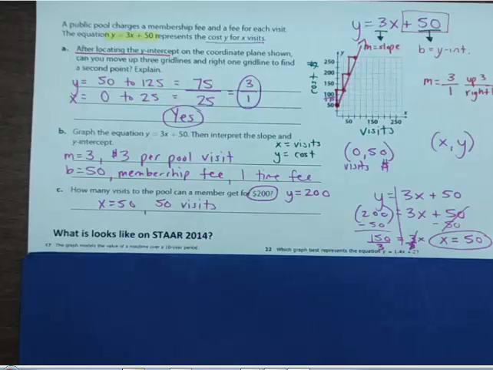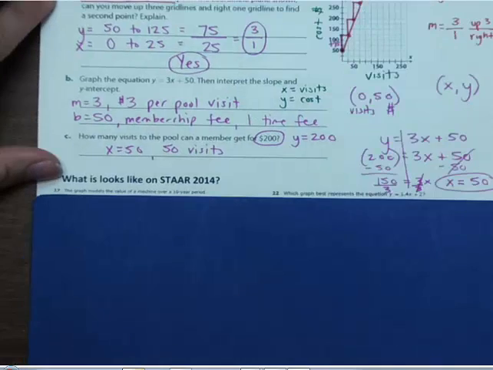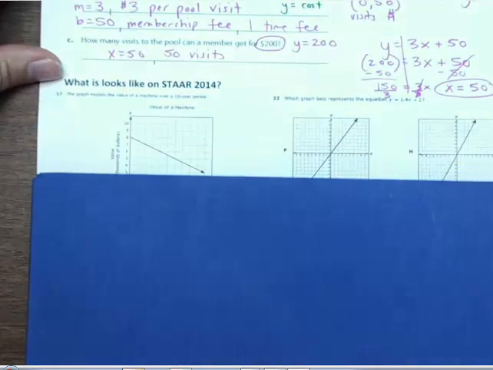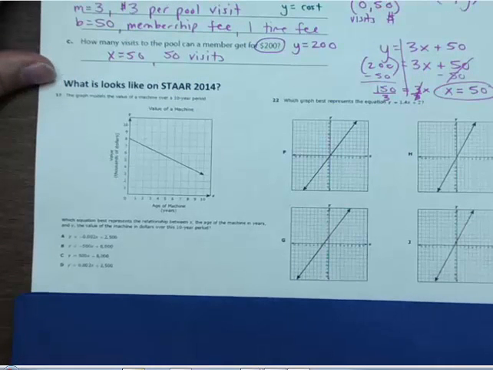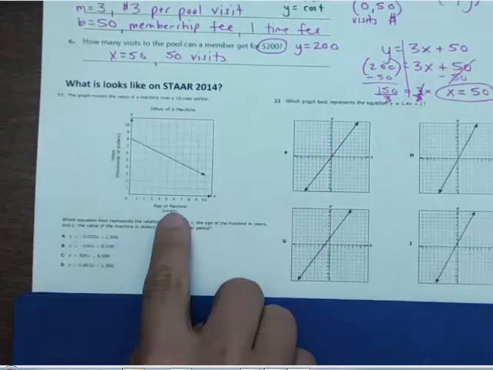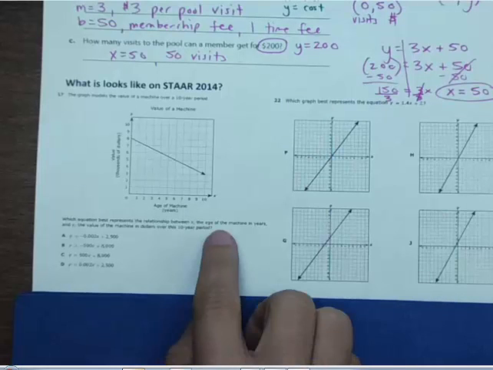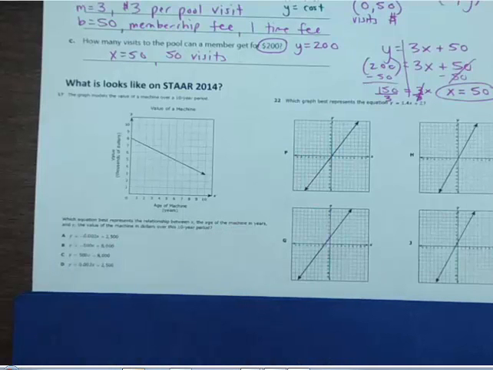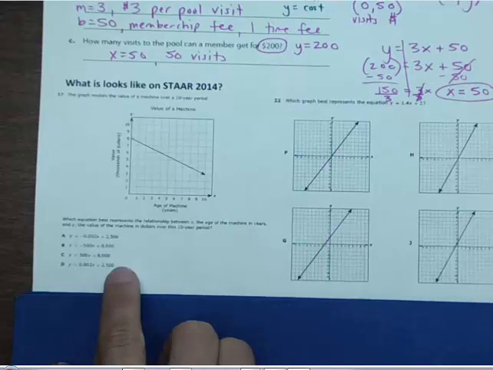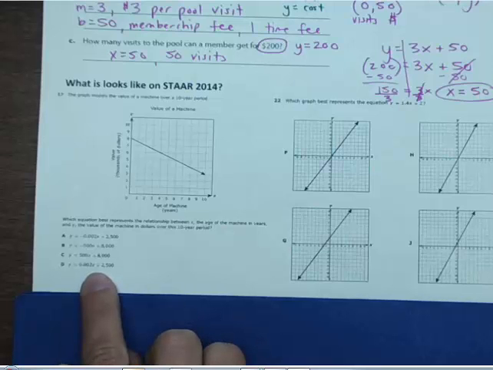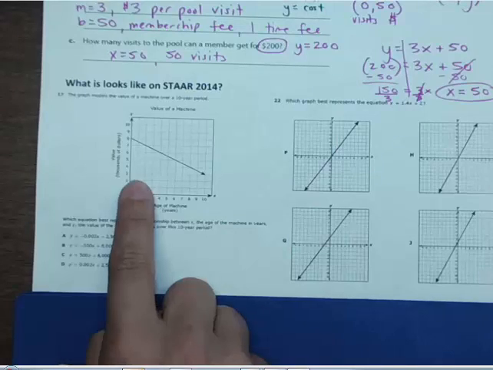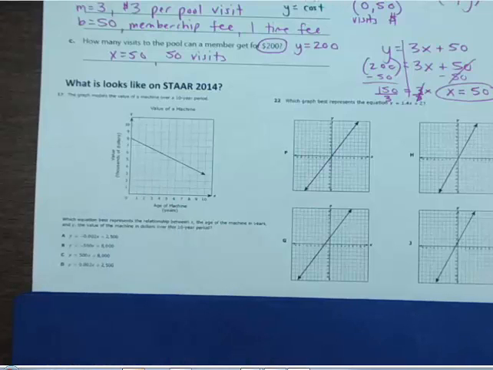So looking at the questions that were identified by this TEK on STAAR last year, here's 2 questions. This first question says, the graph models the value of a machine over a 10-year period. Value of the machine, and age of the machine. It says, which equation best represents the relationship between x, the age of the machine in years, and y, the value of the machine in dollars, over this 10-year period. So right away, all my answer choices are in slope-intercept form, so I need to be able to write an equation based off of this graph. Even if I cover up my answer choices, I should be able to do this without looking at my answer choices.